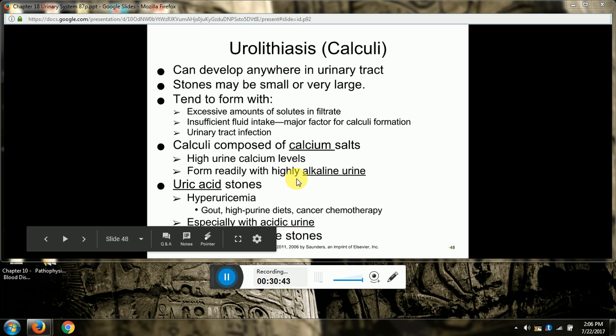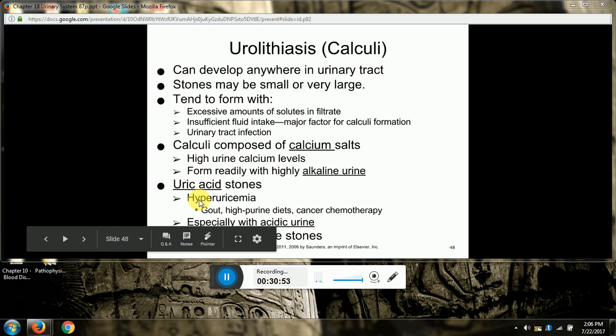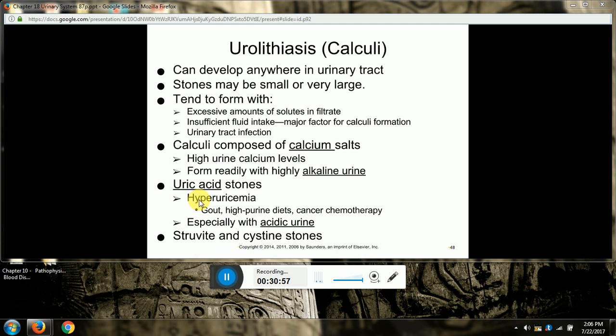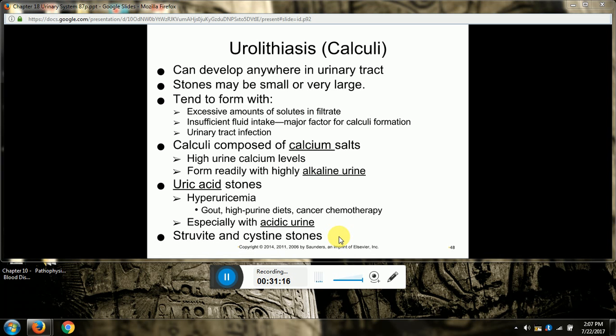On the other hand, if the urine is usually on the acidic side, that leads to uric acid stones, and if there's too much uric acid in the urine and blood, that is known as hyperuricemia, and that happens in conditions of gout. Individuals that take too much meat protein in their diet, so high purine diets, or cancer chemotherapy, can also lead to that. Other kinds of stones are struvite stones. These are less common though than the calcium and the uric acid.